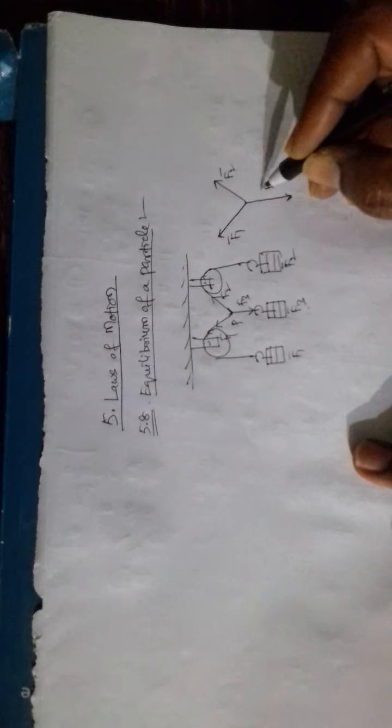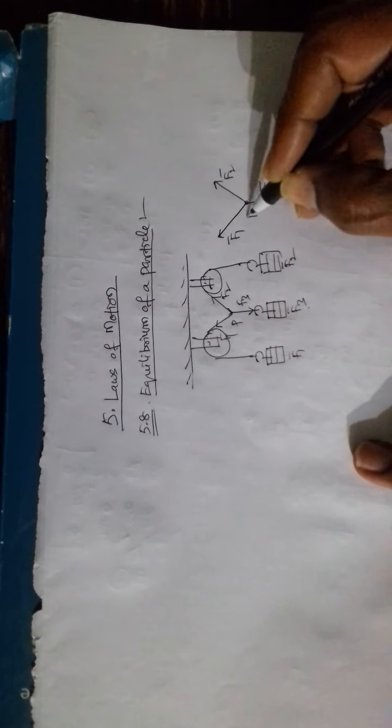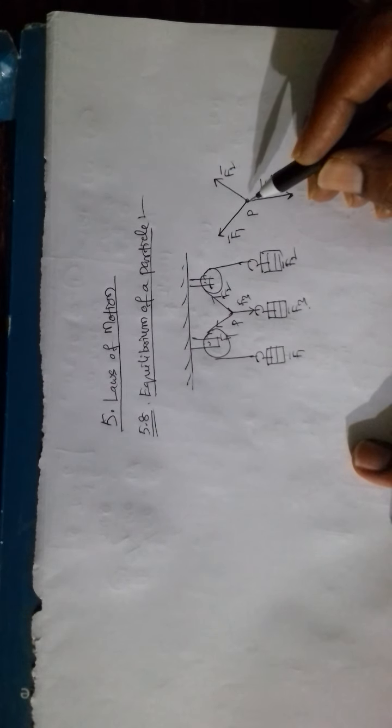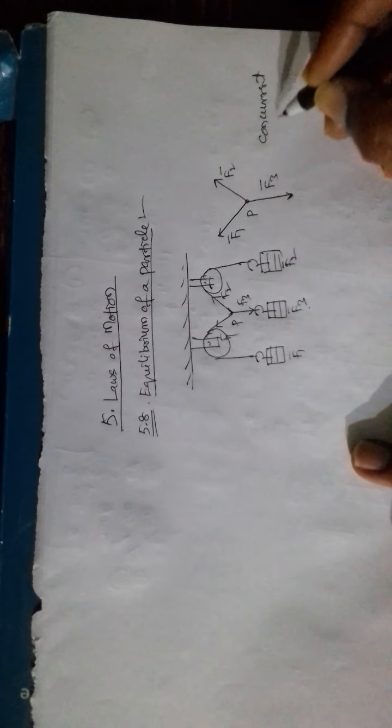This is F1, F2, F3, and this point is P. All the three forces are working along the same point. That's why the forces are called concurrent forces.